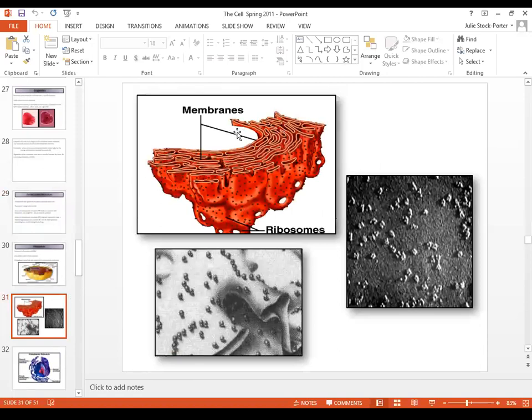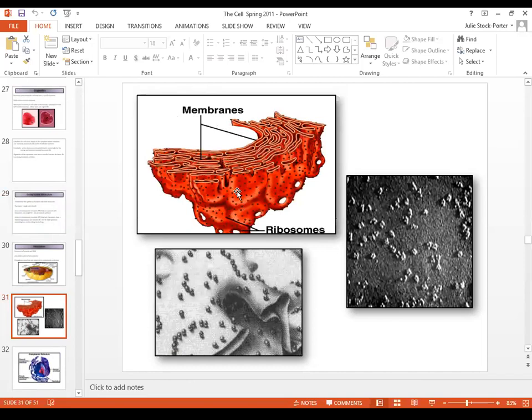This is what it looks like. You can see that it's wrapped around the nucleus. It has all these little dots on it. These little dots are called ribosomes. Now, this organelle has a very specific function.